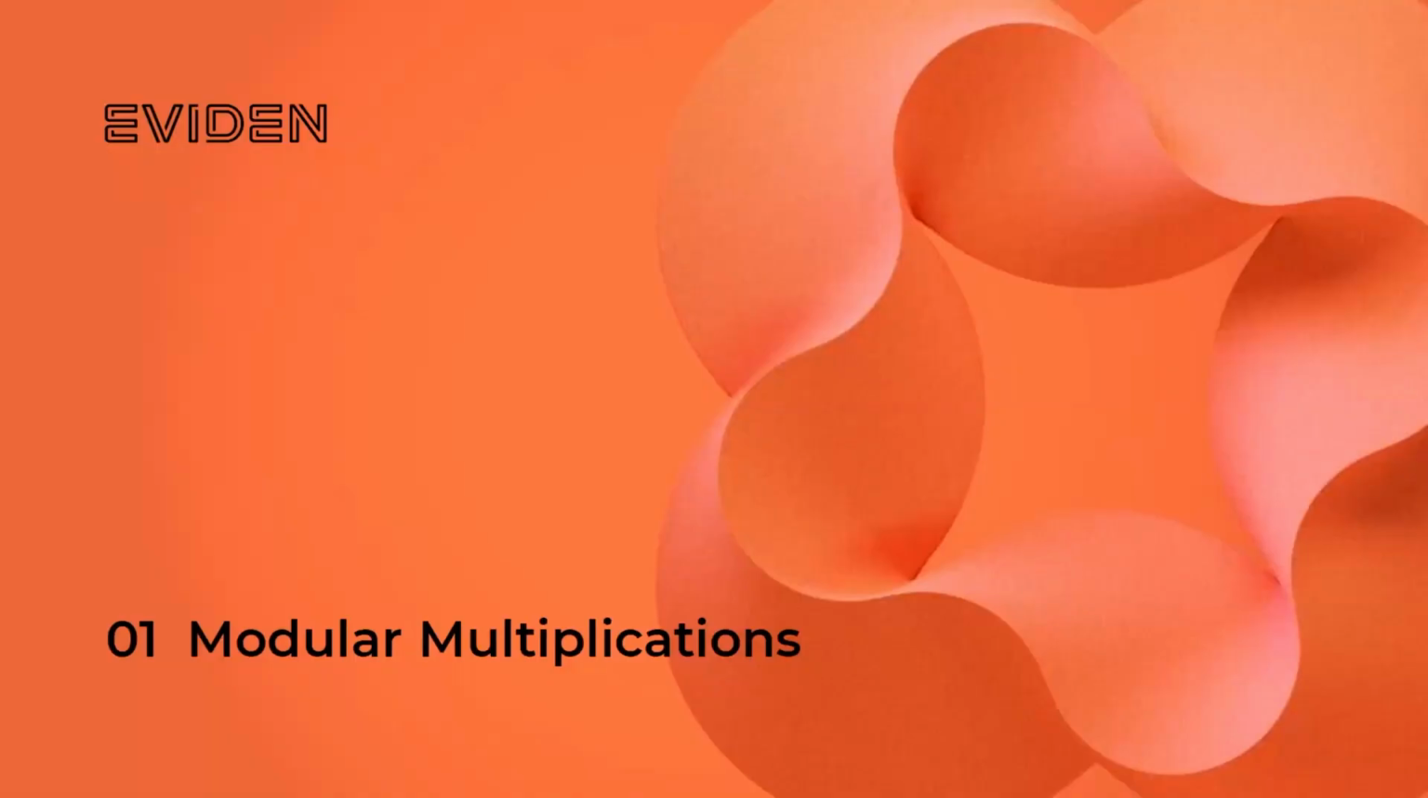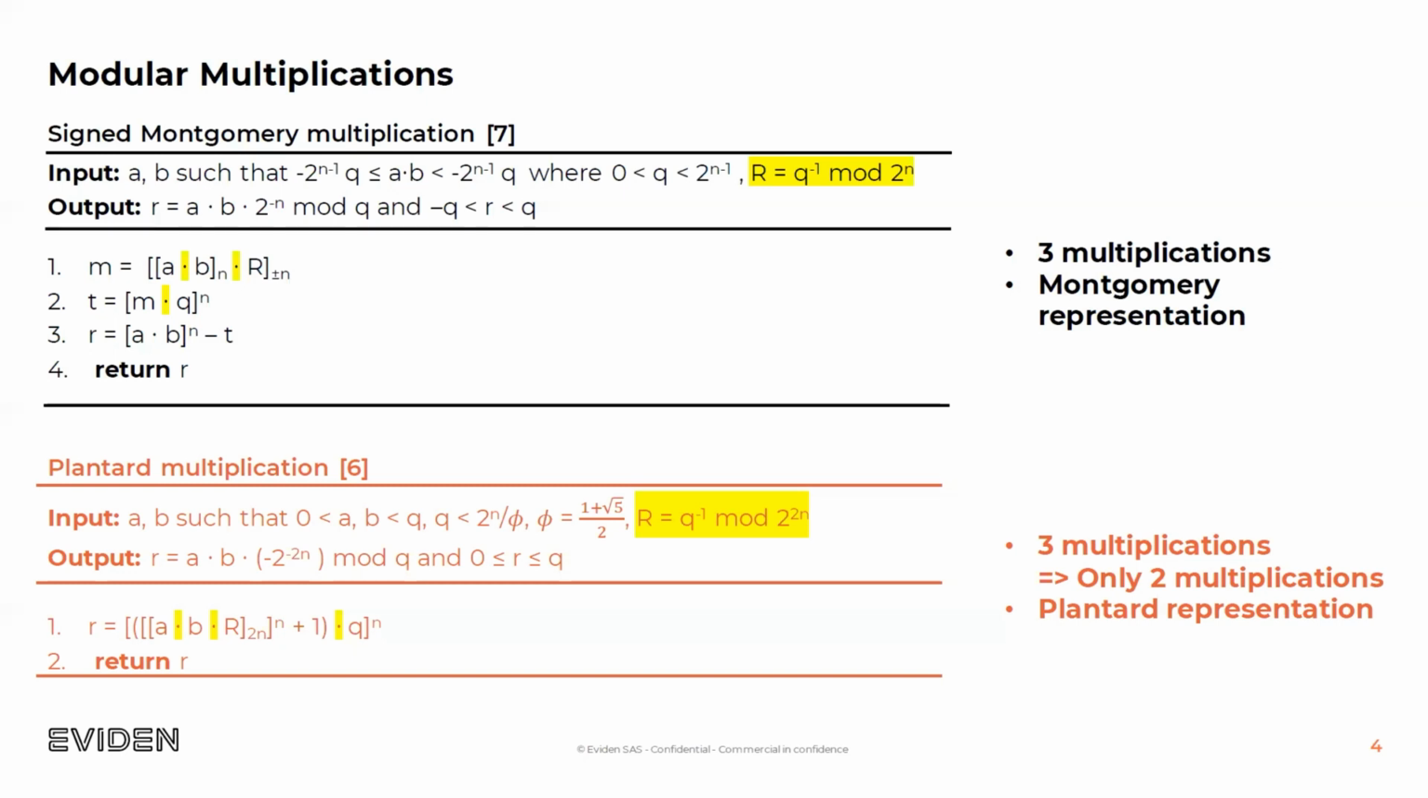work for my thesis. And so the signed Montgomery multiplication, you are very familiar with, has been used in Kyber and Dilithium. For Montgomery multiplication, we have three little multiplications here. And we have a dedicated representation called the Montgomery representation. And the inverse of Q is modulo 2 to the n.